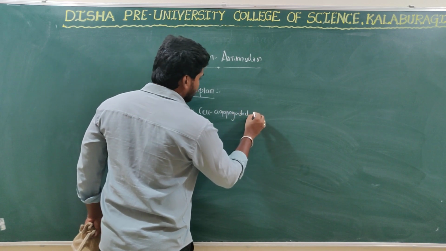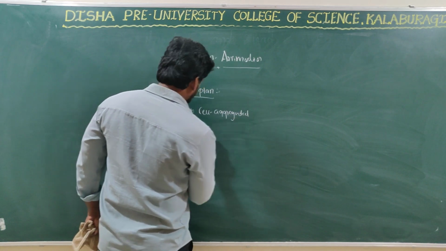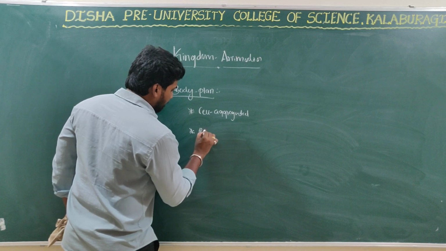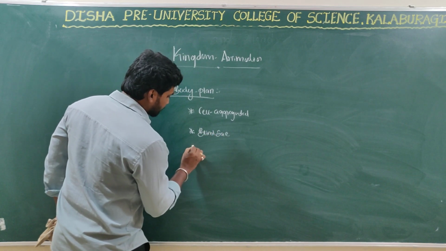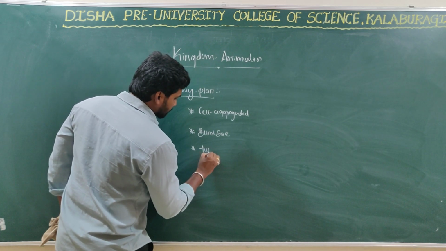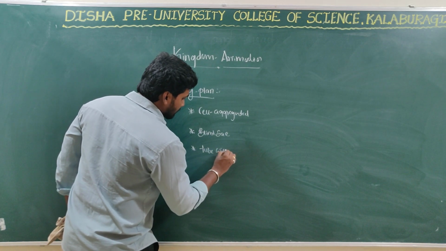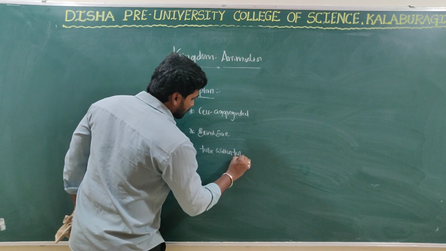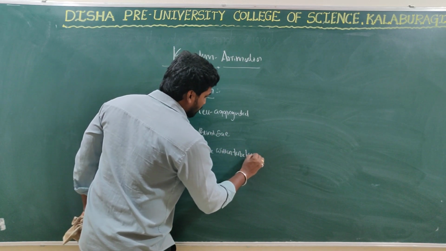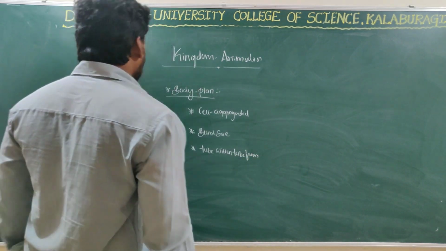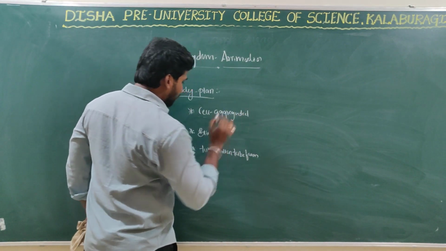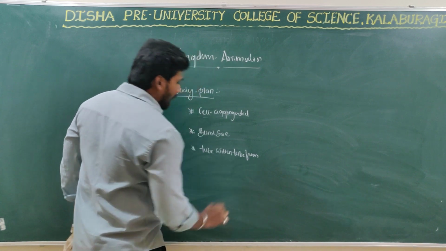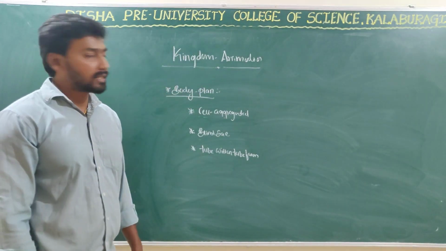Tube within tube form. The body plan of animals is of three different types: cell aggregated form, blind sac type, and tube within tube form of organization.